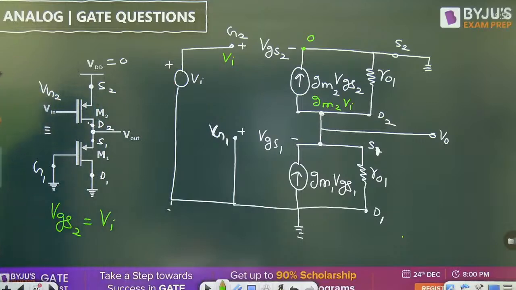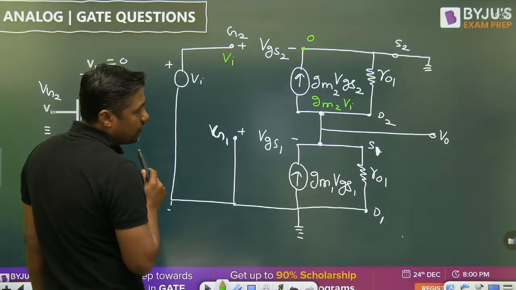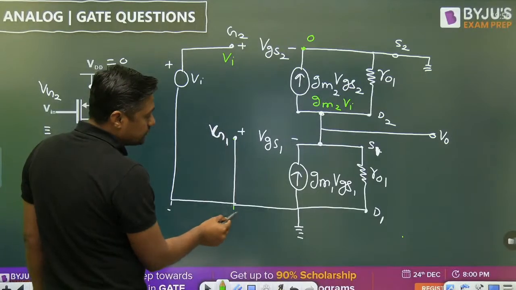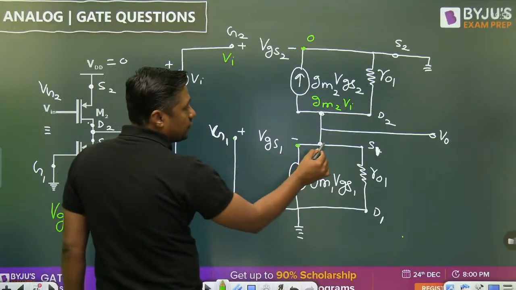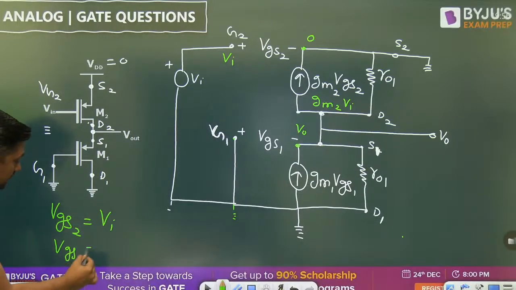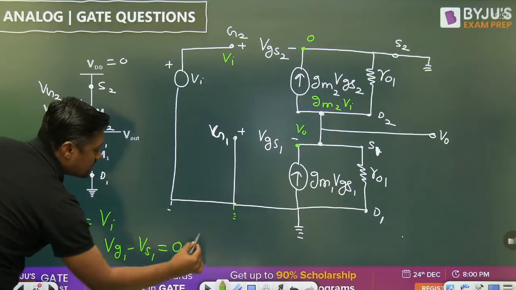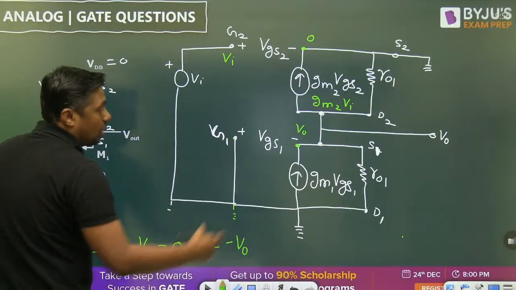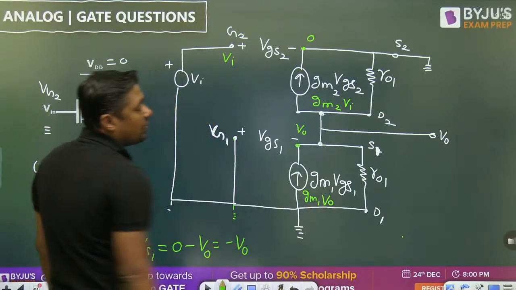Now, what is the VGS1? You have to find the VGS1 also. If you want to find the VGS1, what about this VG1? It is connected to ground. Okay, no problem. Now, what is the voltage at this point? V0. So, VGS1 is nothing but VG1 minus VS1. What is the VG1? 0. What is the VS1? V0, because VS1 is connected to V0. It will become minus V0. Now, this will become gm1 into V0.